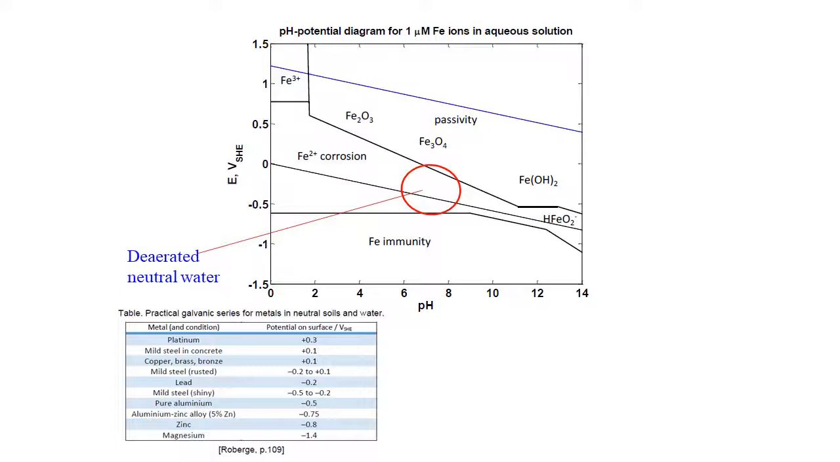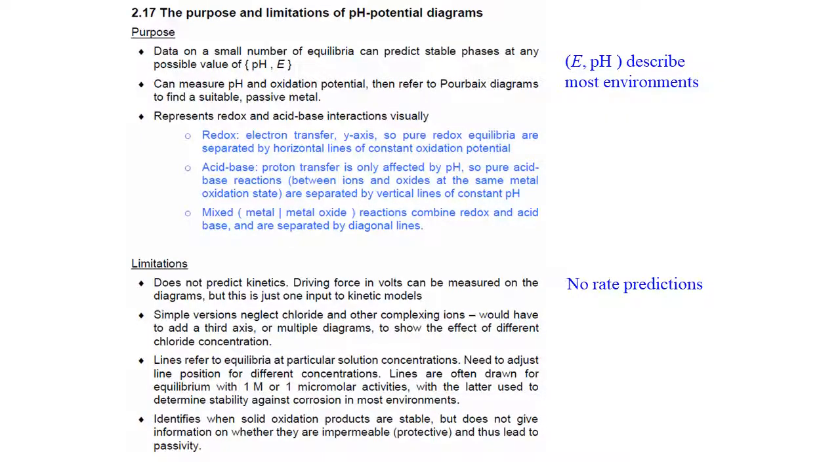Okay. So those are some of the most important pH potential diagrams. On page 24, there are some final comments on the uses and limitations of pH potential diagrams.